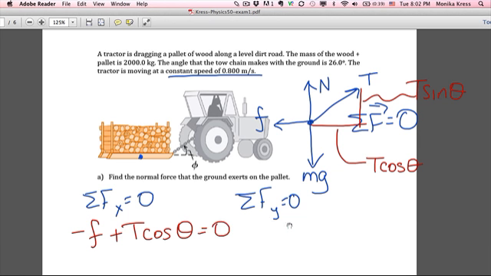And then this one becomes the normal force points up, the tension sine theta points up, mg points down, that equals 0. Normal force does not always equal mg. Sometimes it does, but that's the physics that you have to know. The normal force is going to equal mg minus T sine theta.